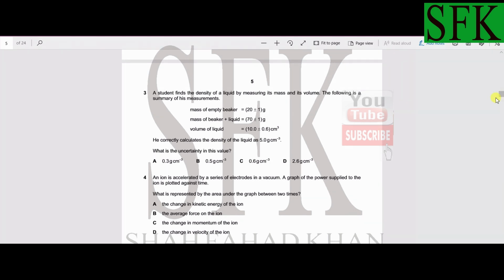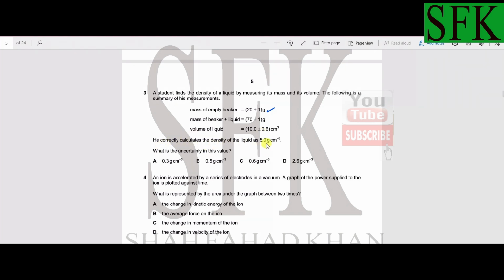MCQ number 3. A student finds the density of a liquid by measuring its mass and its volume. The following is a summary of his measurements. The mass of the beaker is given, and its absolute uncertainty is also given for the mass balance. Then the mass of the beaker plus liquid is given. Then the volume of the liquid is given.